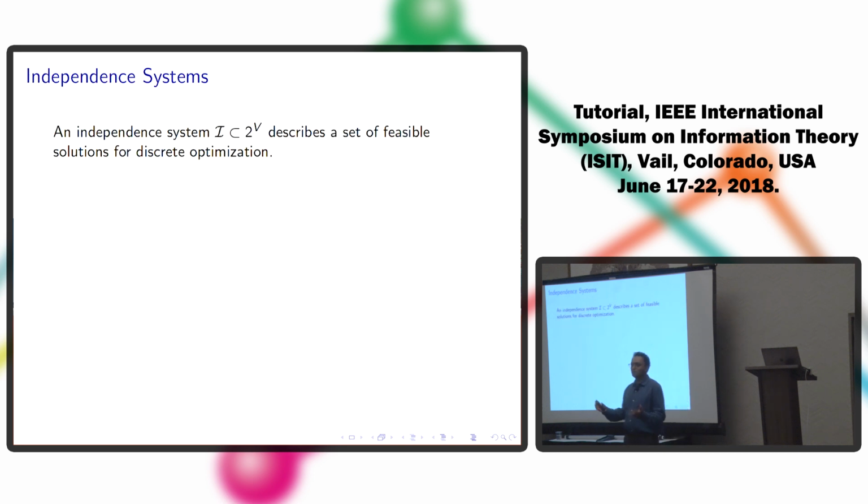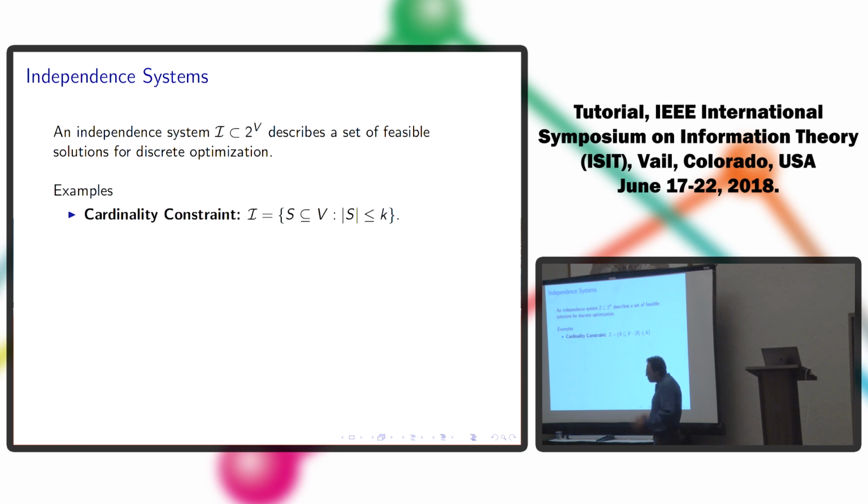But usually when we want to optimize a submodular function, we encounter some sort of feasibility criterion. The way it is described in combinatorial optimization is as an independent system I. These independent systems are the sets of all feasible solutions for a discrete optimization problem. One very simple, trivial example is a cardinality constraint, or size constraint. Here a solution is feasible if and only if the size of the set we are returning is at most k.